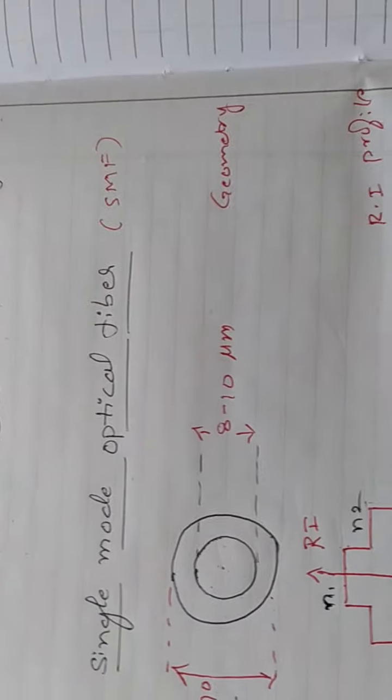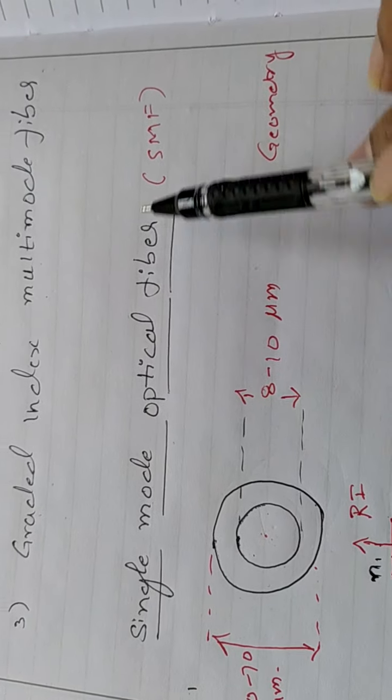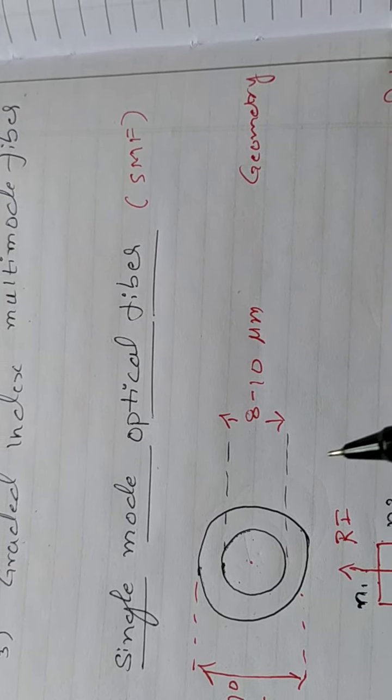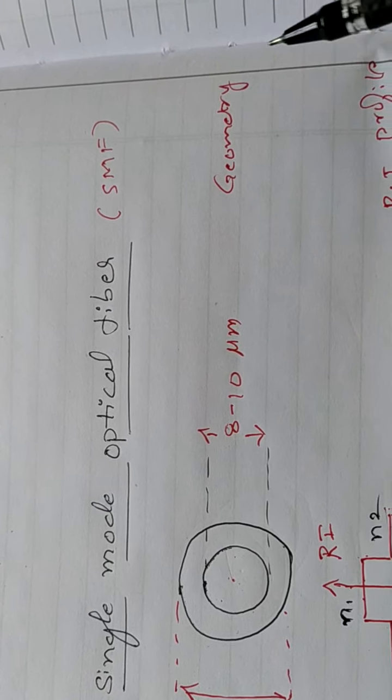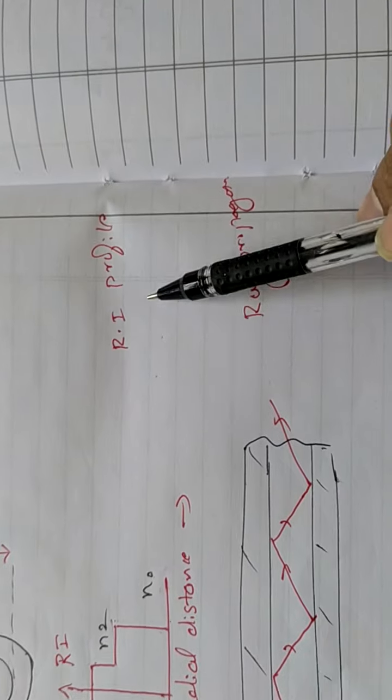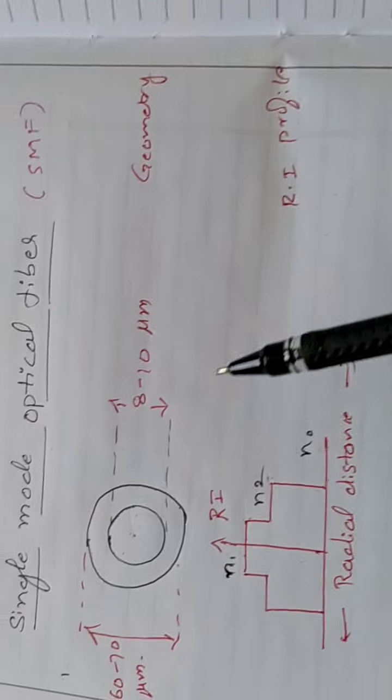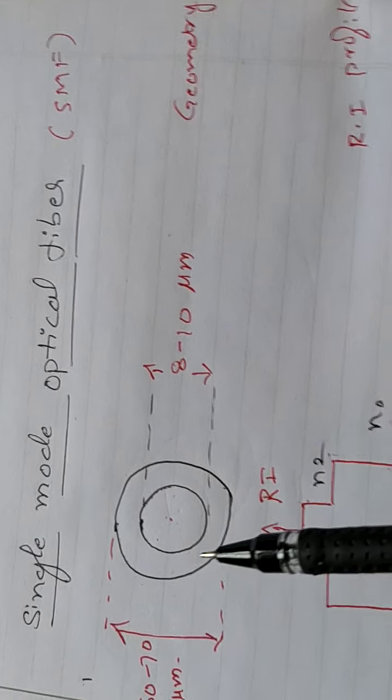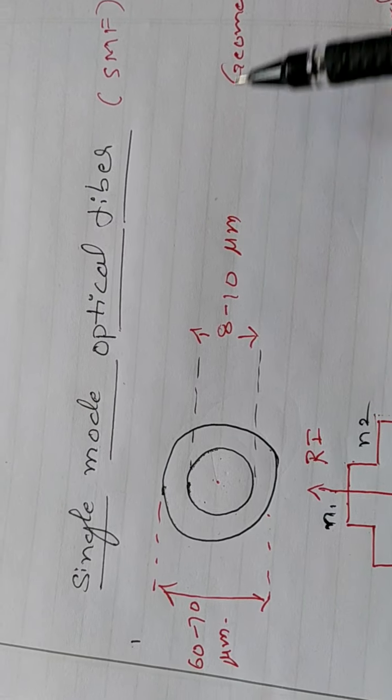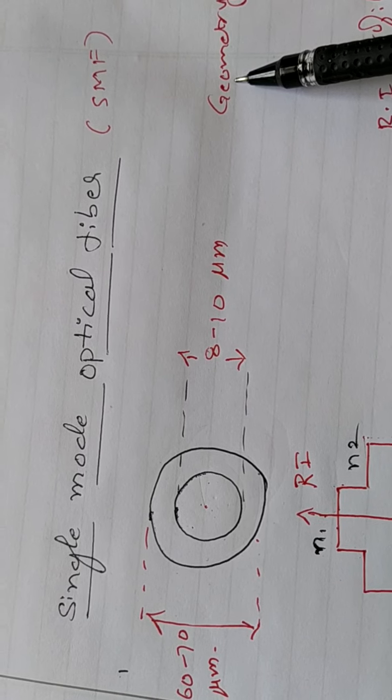We'll start with the first one, single mode optical fiber. In all the three cases, you have to draw three diagrams: one is the geometry, the refractive index profile, and the ray propagation. With respect to a neat diagram, you have to explain that. The first one is the single mode optical fiber. We shall discuss the geometry of the single mode optical fiber.